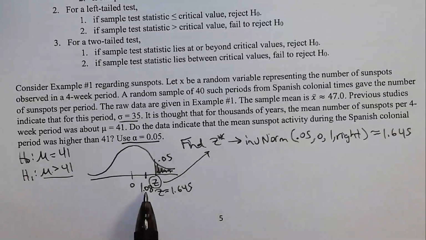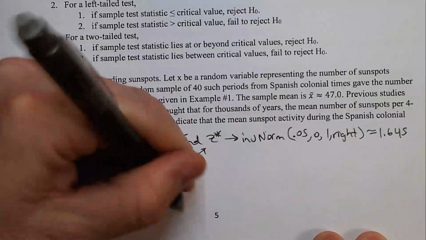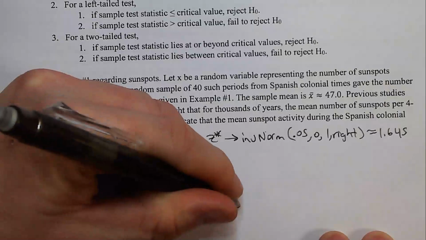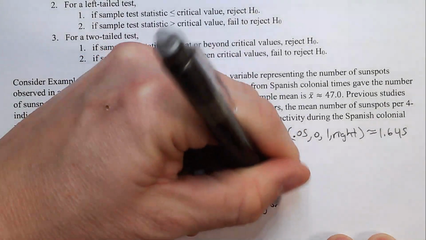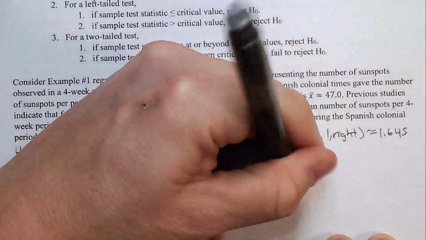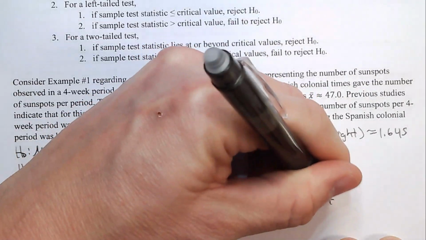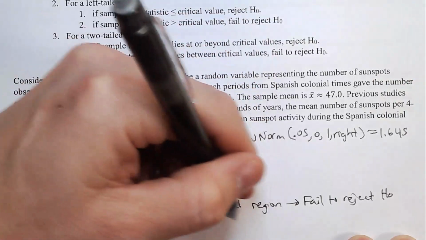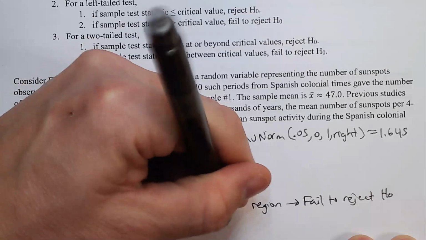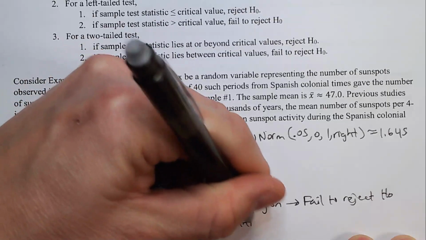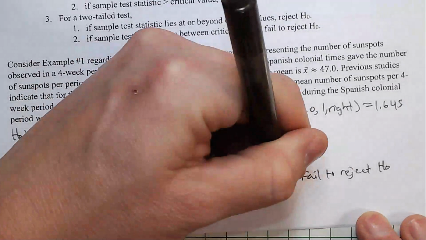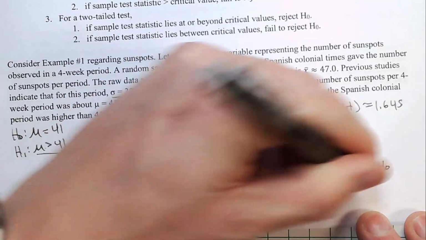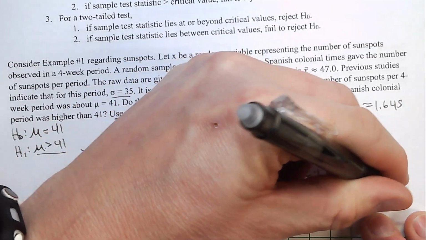So is this in the critical region? You would say no, not in the critical region. Therefore you would fail to reject Ho, and then it would be not significant, and you wouldn't have evidence. Not significant, and I'm just going to put a note: insufficient evidence. Okay, so that's how that works.